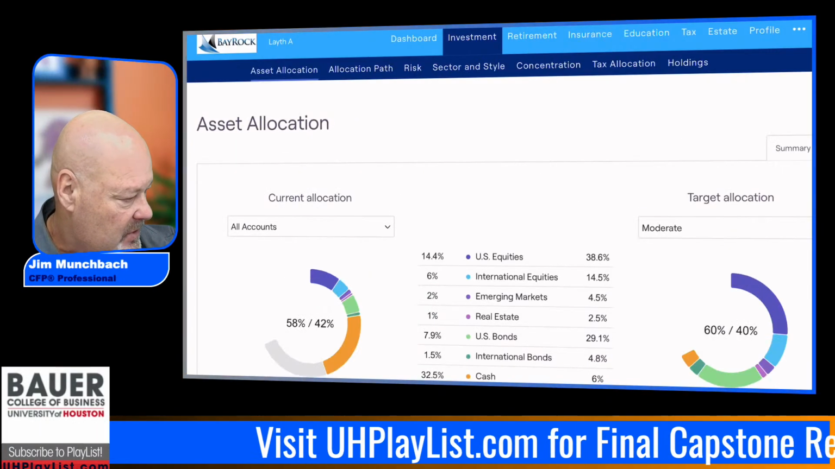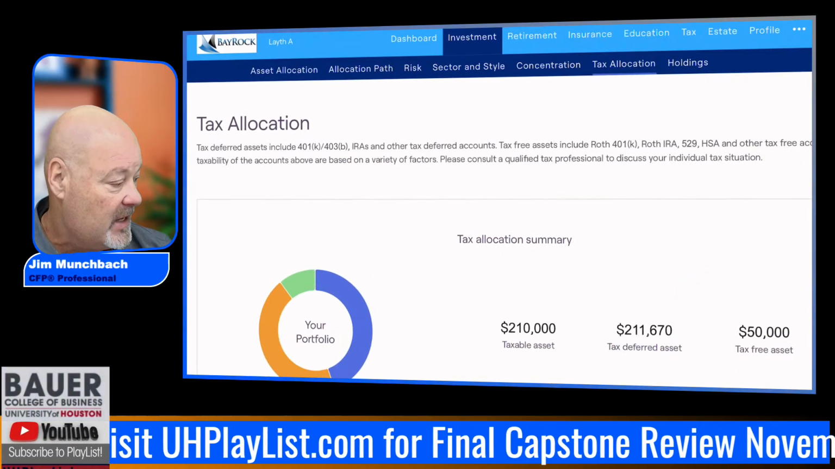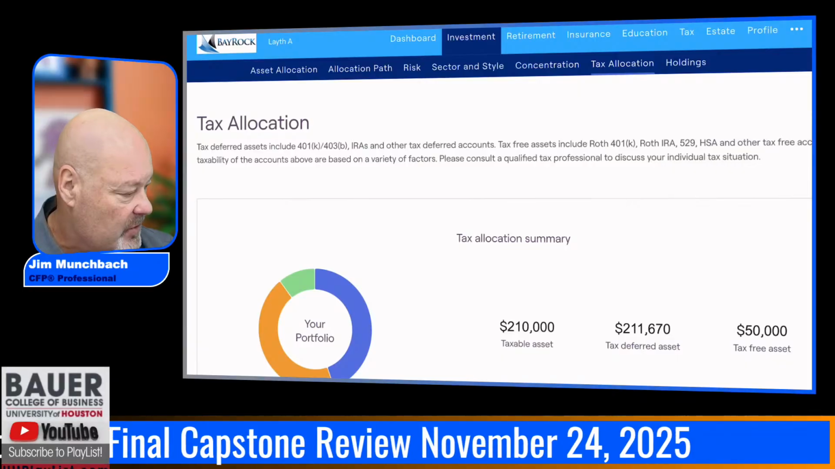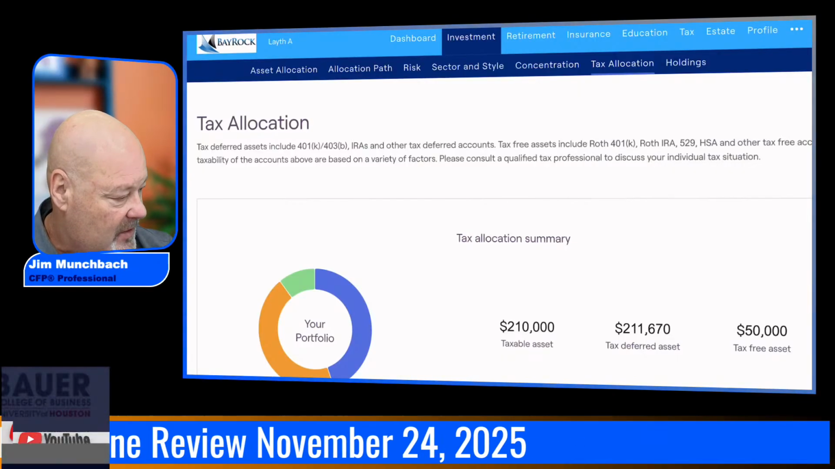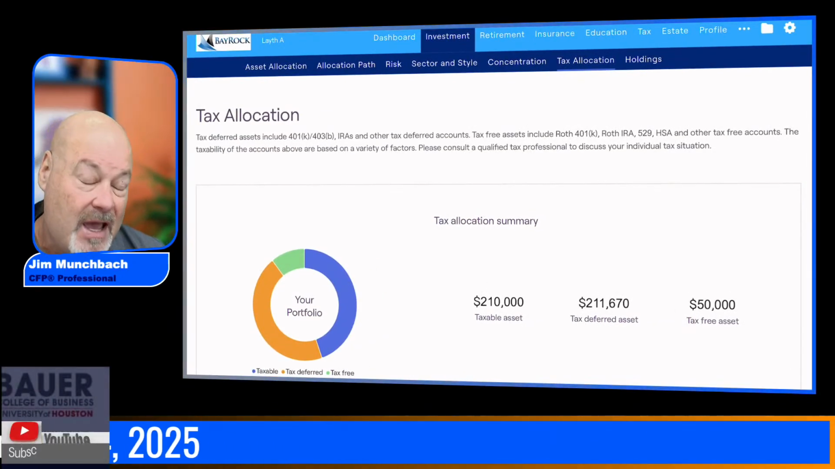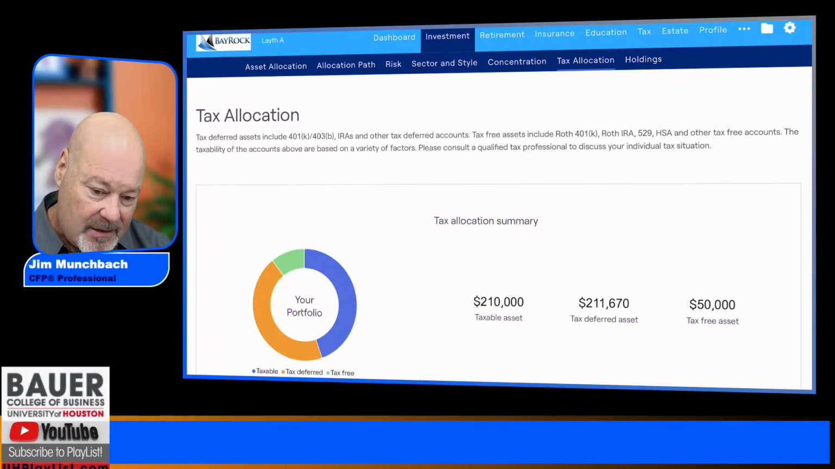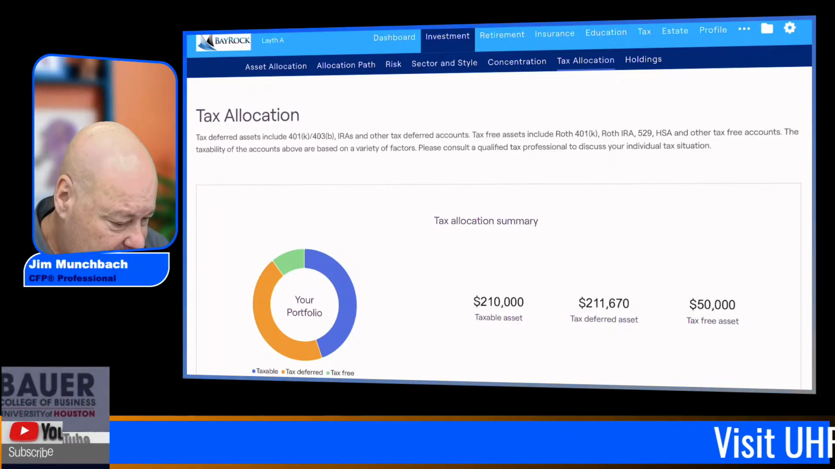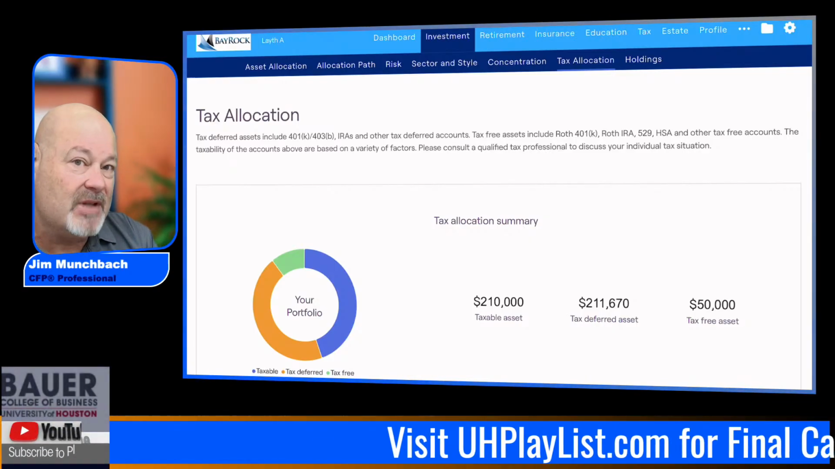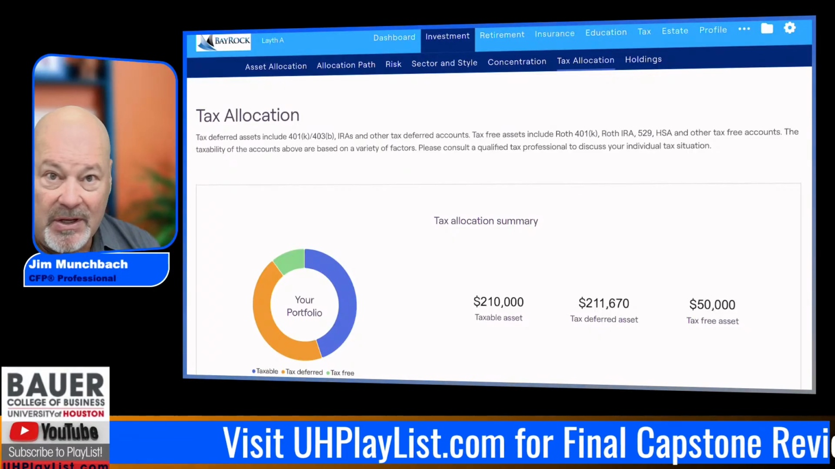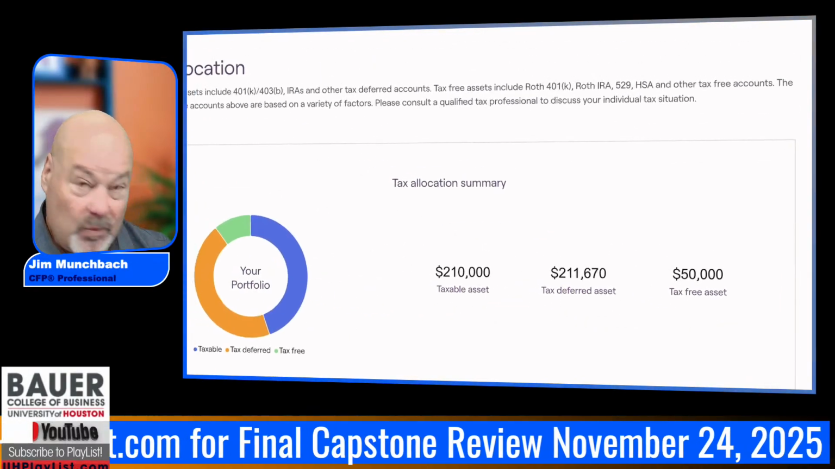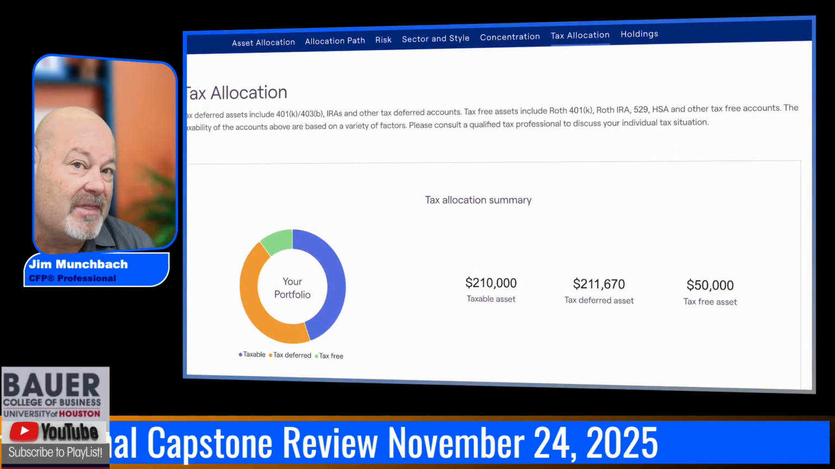Let's see, investment, tax. And by the way, if you don't see what I'm doing, if this is helpful, we have the upper navigation and the lower navigation in RightCapital. So I clicked on investment and then I clicked on tax allocation. What I'm looking for when I review your capstone assignment is that lesson required you to make sure that you had a tax deductible bucket, which is your 401k or tax deductible IRA. And then you had a tax free bucket, and it was supposed to be at least 50,000 in each.